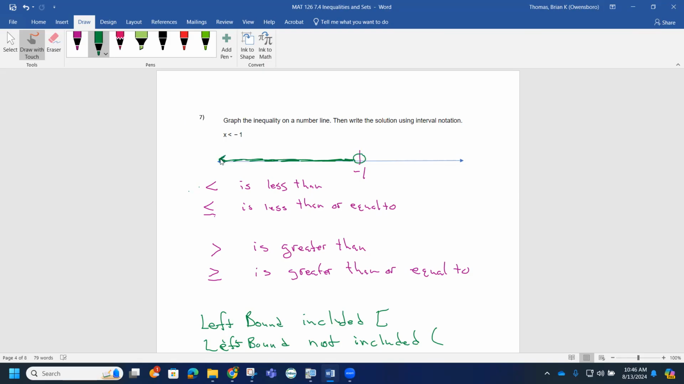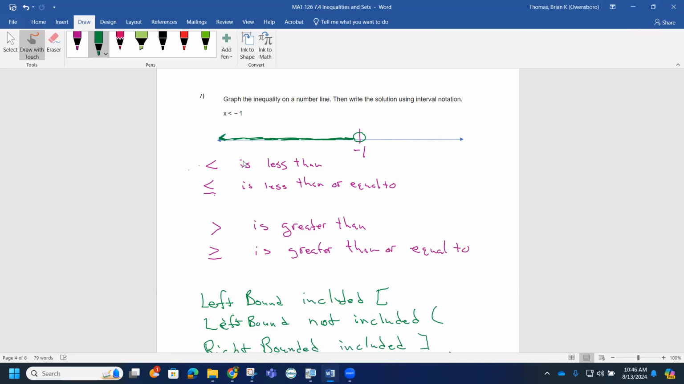So what that looks like is a number line, where all the shading should be to the left of -1. That should be the way the graph should look. So from there, it asks us to use interval notation.